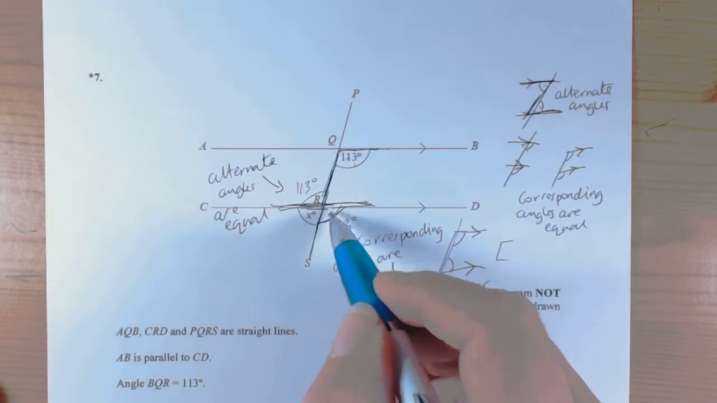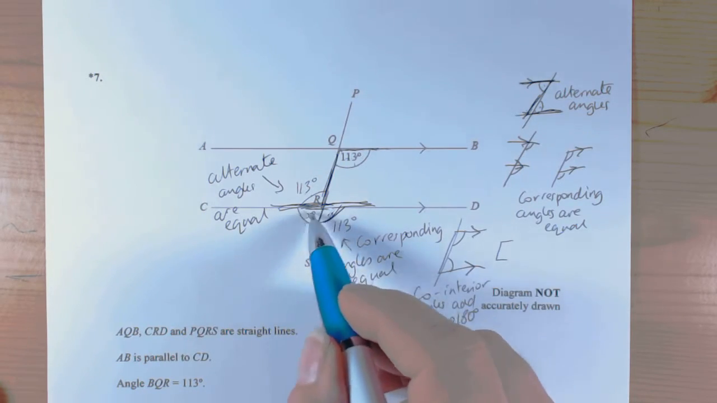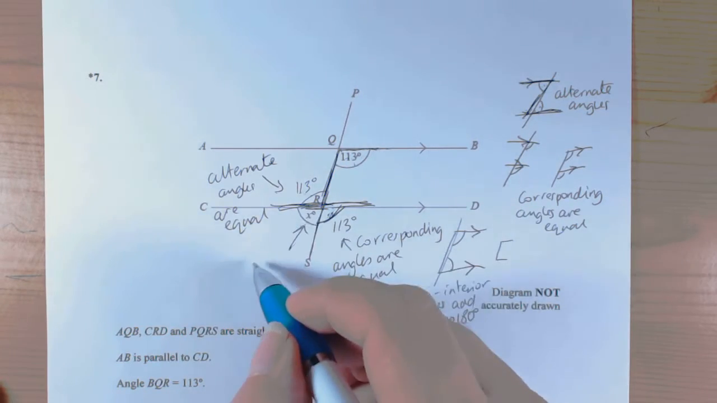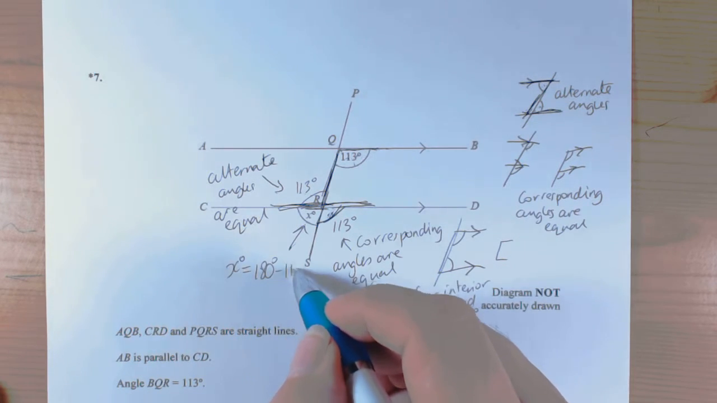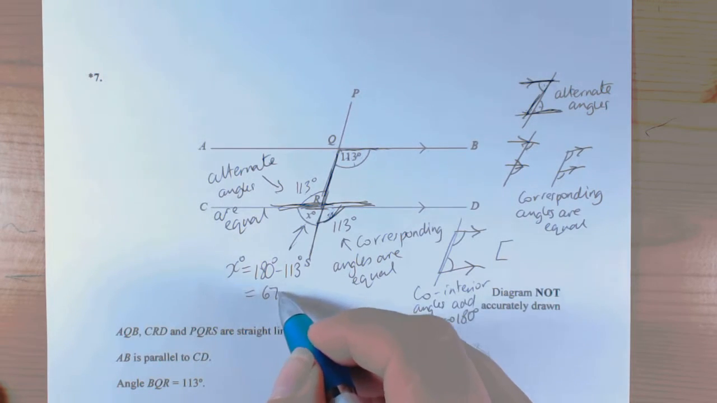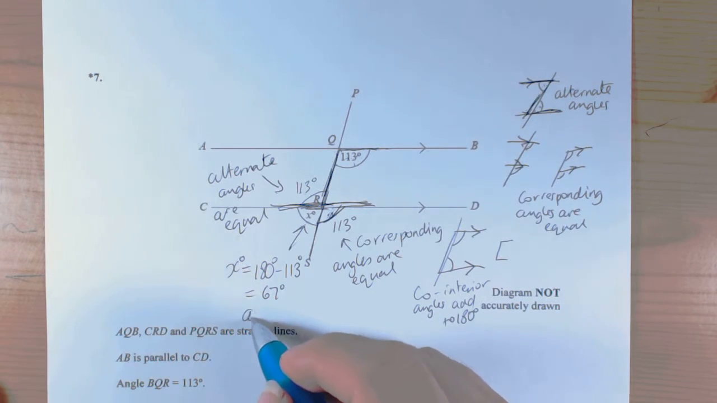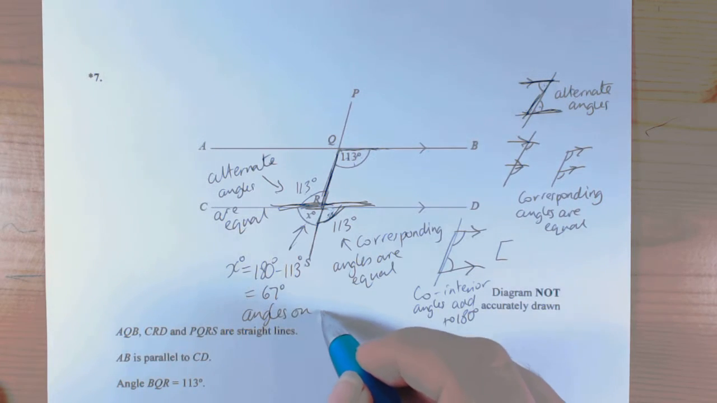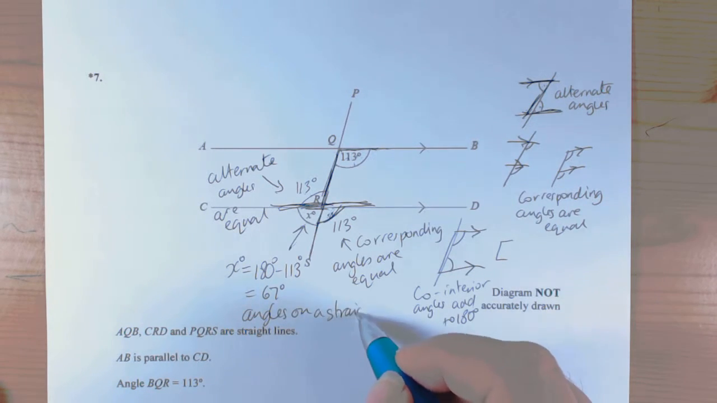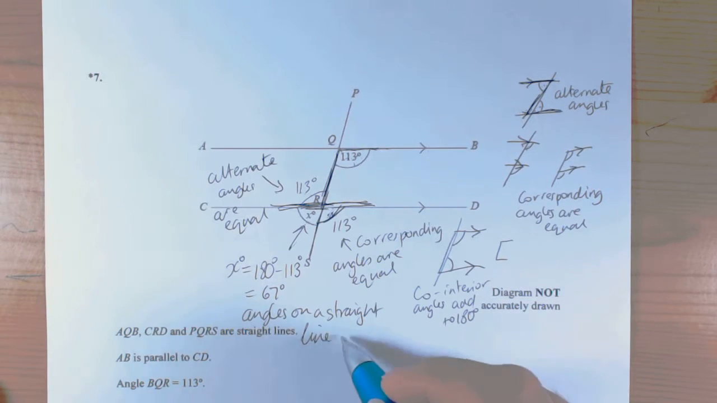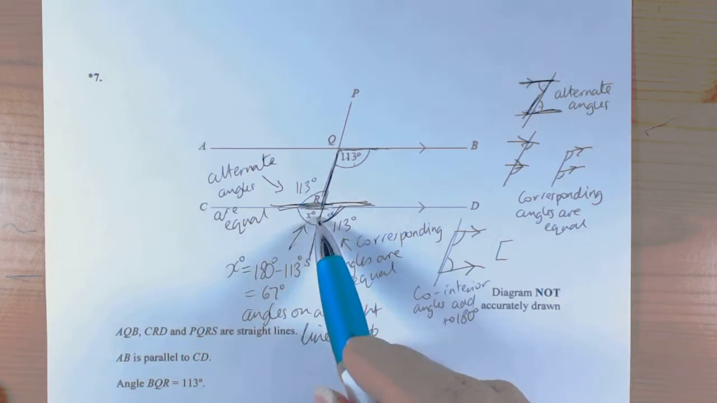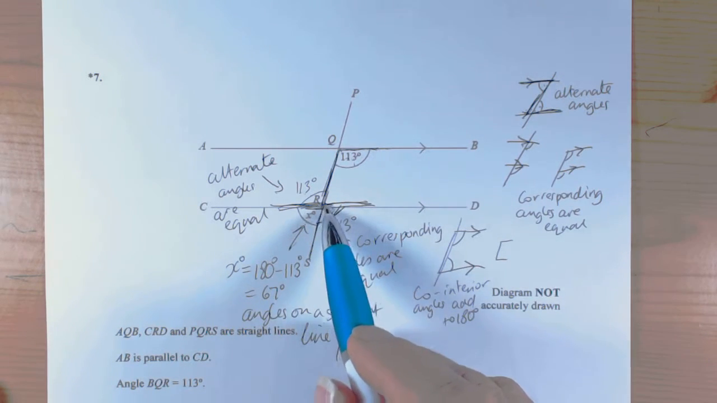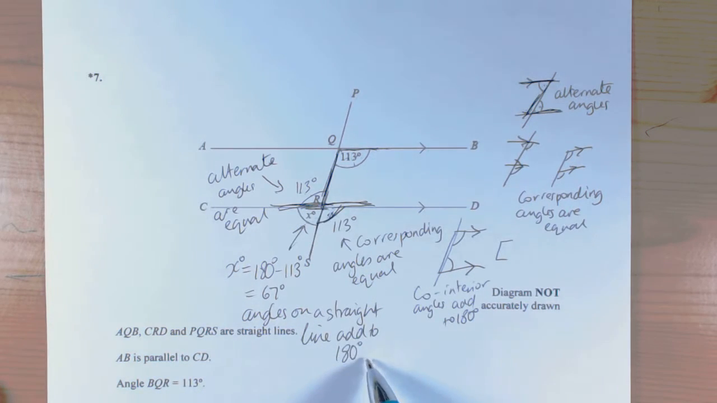The simplest way would be to recognise that these two angles here are on a straight line. So we're literally going to say that angle X equals 180 degrees minus 113 degrees, so 67 degrees. And the reason we would give is angles on a straight line add to 180 degrees. We could say here angles that meet at a point on a straight line. That would be the more formal way of saying it, because they both meet at a point on a straight line and add up to 180 degrees.